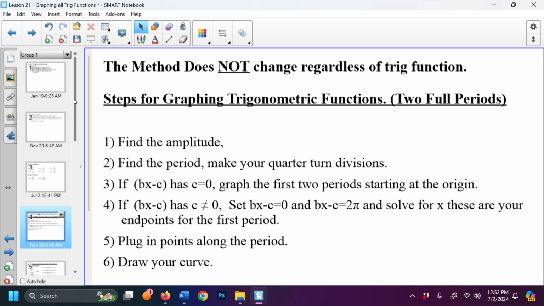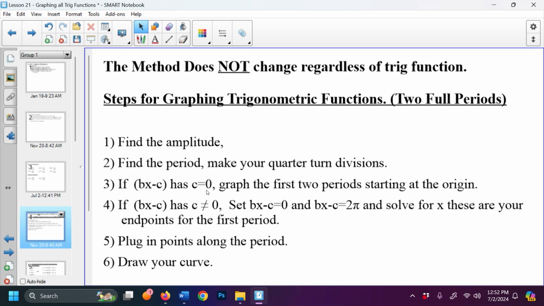Another note, tangent and cotangent's period is just pi units. But I don't want to make you remember another thing, so we are going to treat tangent and cotangent the same way that we treat the other four trig functions.